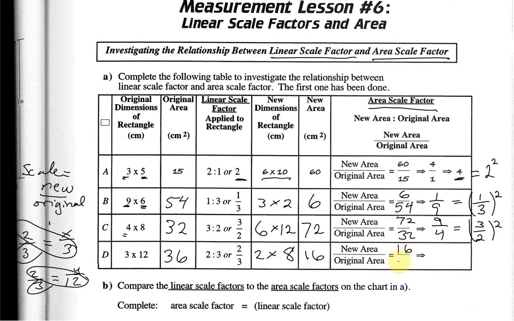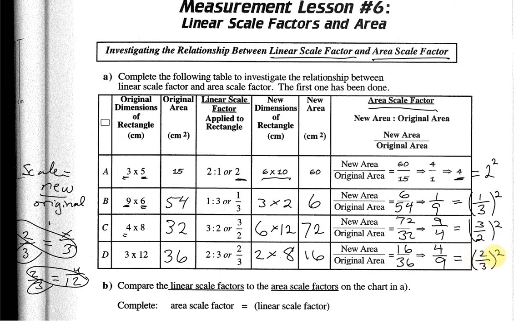And you have your new area over your original area. You can divide both the top and the bottom by 4 to end up with 4 over 9. If you were to square root 4, you get 2. If you were to square root 9, you end up with 3.